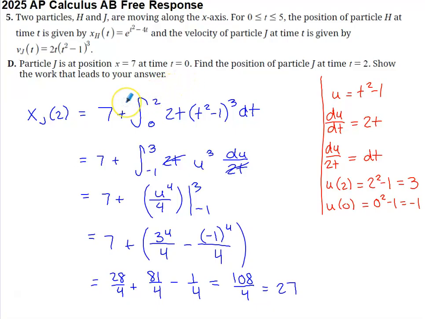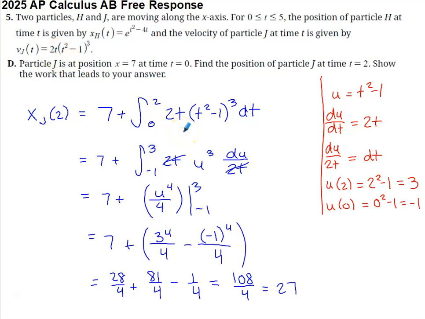So at time 0, I know particle j is at position 7. So I'm taking that as my starting position, and I'm adding on how much the position of particle j changes by from the time that I know the position, which is 0, to the time that I want the position, which is 2, by integrating the rate of change of position, which is velocity.